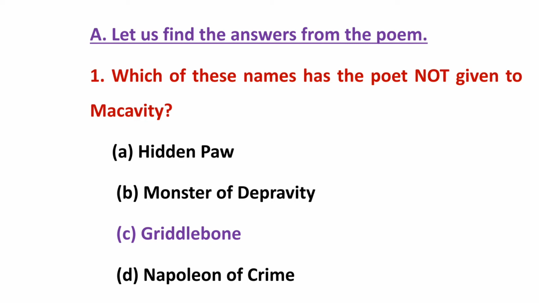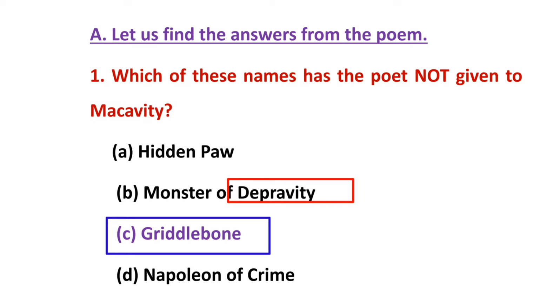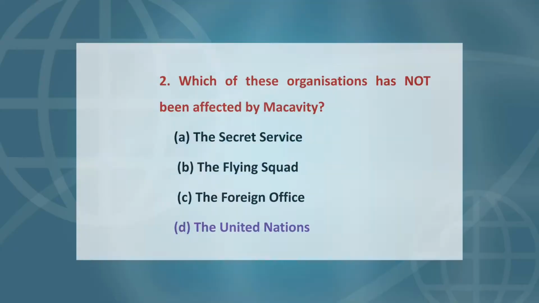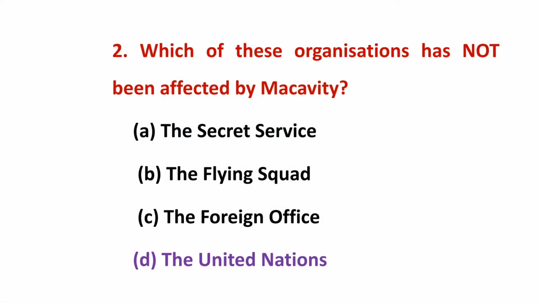Look at the options: hidden paw, monster of depravity, griddlebone, and Napoleon of crime. The answer is griddlebone. But you have to look at the word depravity. Depravity means extreme corruption. Now let me move to the second question. The second question is, which of these organizations has not been affected by Mccavity?